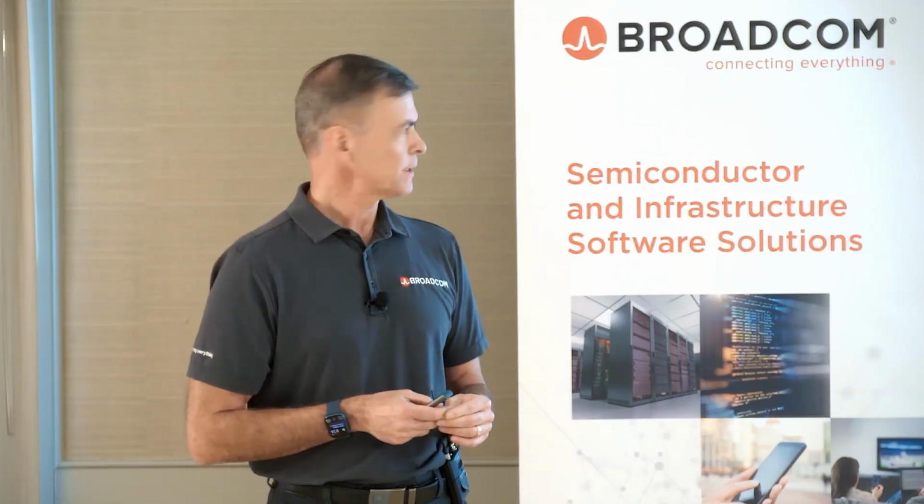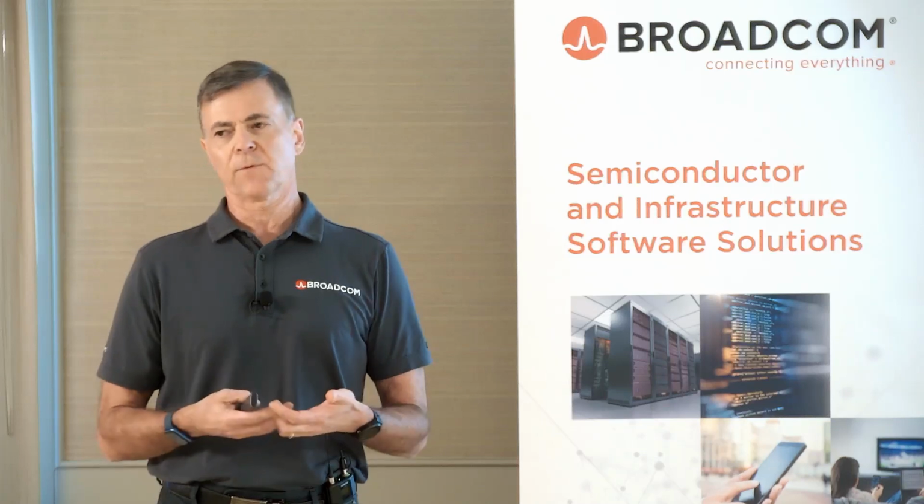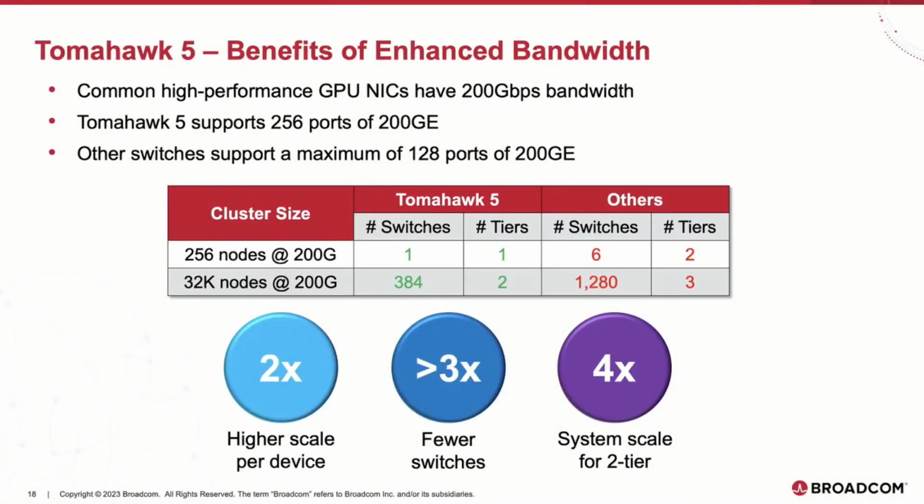Okay, and just a bit more detail. So here's an example again that a lot of the common high performance GPUs now are 200 GigE, moving to 400 GigE in the future. Tomahawk 5, you can connect 256 of those. So if you look at this one section here, we got 256 nodes at 200 gig that can be connected with one switch. You need to have 6 switches and 2 tiers for any competing solution.